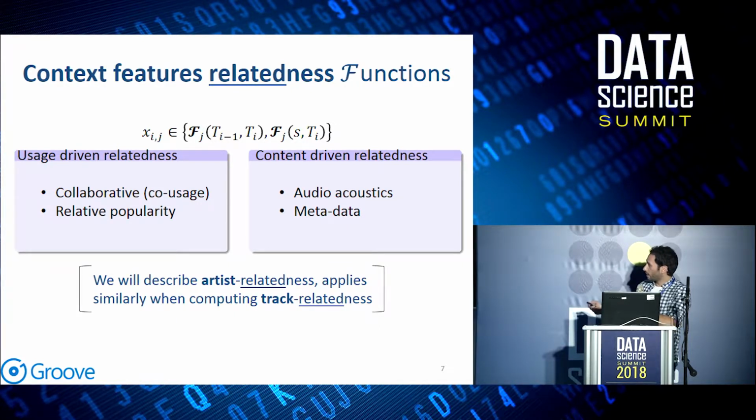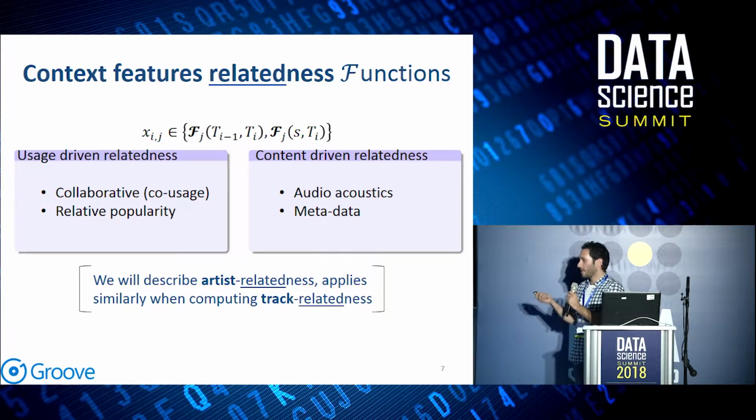In usage-driven relatedness, some notable features that we compute are collaborative features and relative popularity. In content-driven relatedness, we look at the actual audio acoustics and the similarity between different styles of artists in terms of the acoustics of their music, and also at metadata similarity. Next, I'll go over some of these very briefly.